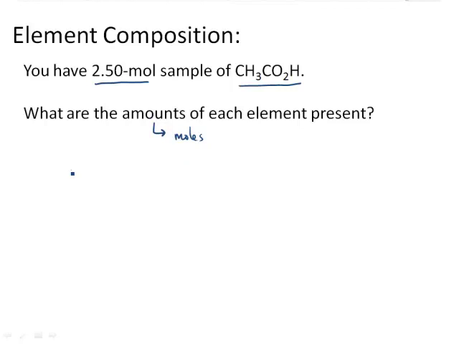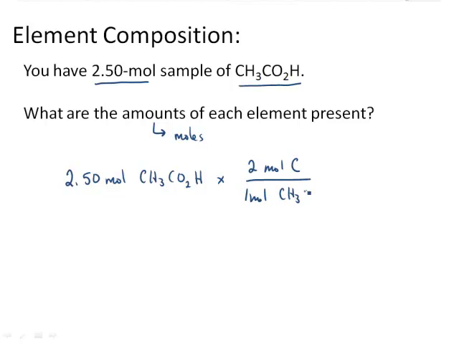What you do is you take the formula and say you have 2.5 moles of CH3CO2H, and you know that from that you have 2 moles of carbon per 1 mole of that compound, CH3CO2H. And you know that because there are 2 carbons in the compound. And so therefore you have 5.00 moles of carbon. And so that's the element composition for that sample for carbon. The same thing happens for hydrogen. And so this is so easy that lots of times you can just do it in your head.